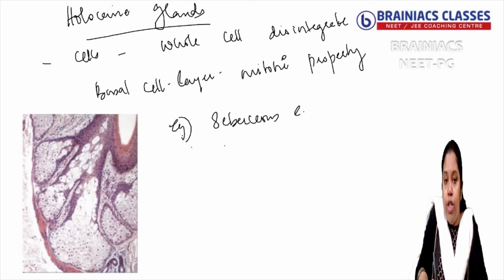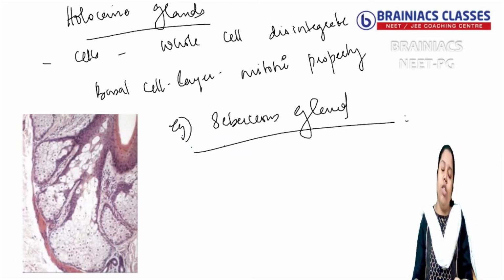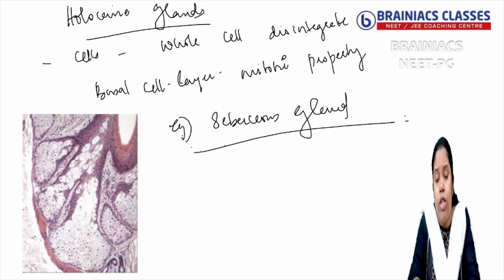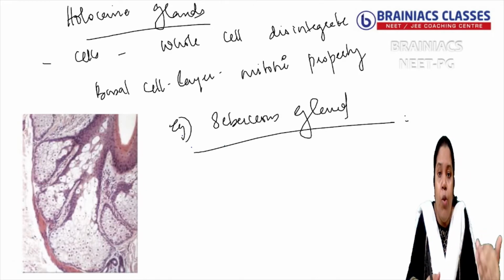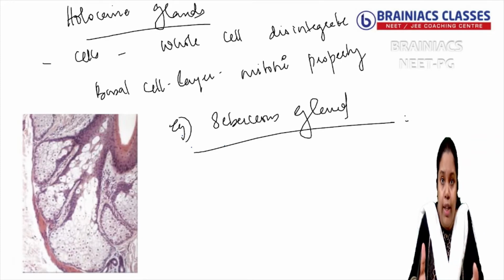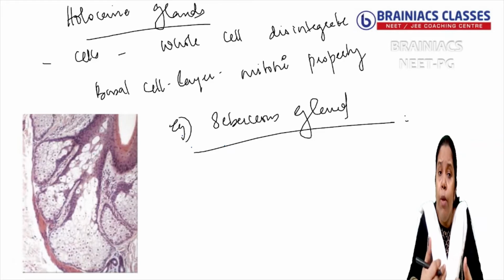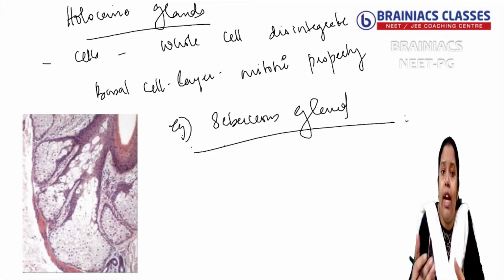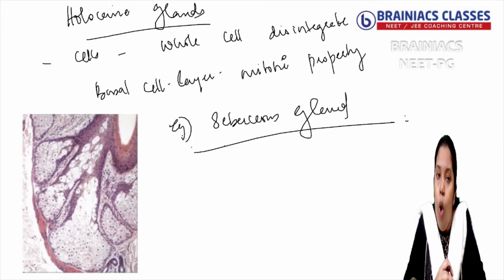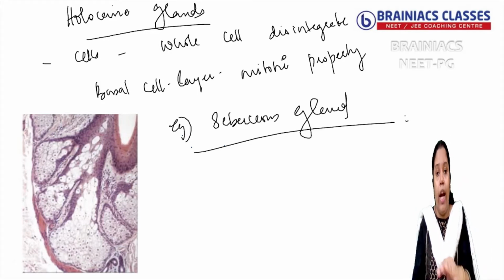So we have seen many classifications of glands. First, based on the number of cells, unicellular and multicellular. Then simple glands and compound glands, based on the ducts. Then based on the nature of secretion, serous gland and mucous gland. Then based on the mode of secretion, the merocrine, apocrine, and holocrine glands. So this is about the glandular part.